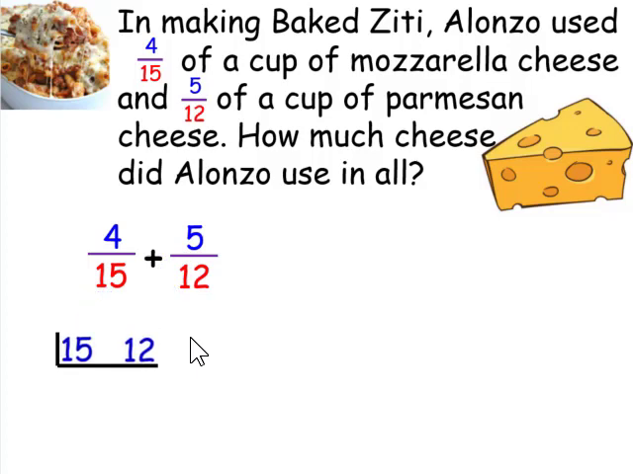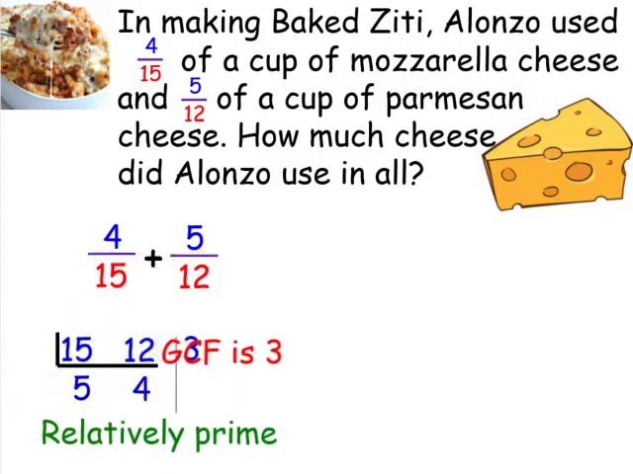What number goes into 15 and 12 evenly? And that would be 3. 15 divided by 3 is 5, and 12 divided by 3 is 4. Since 5 and 4 are relatively prime, we know our GCF is 3.